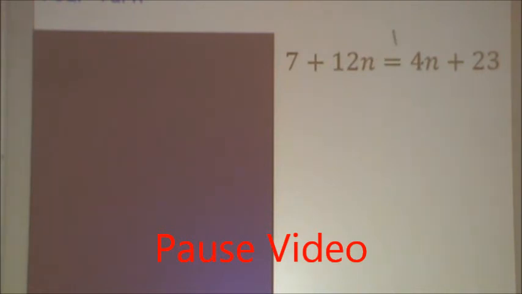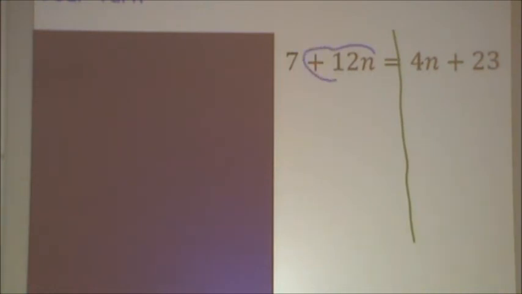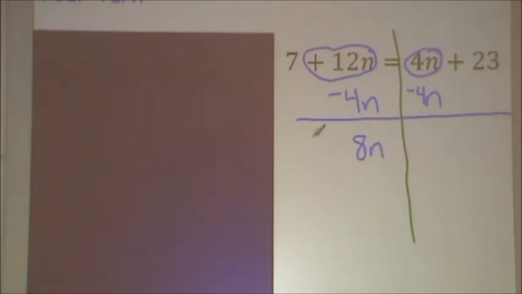I'm going to draw my line down the middle. Circle up. Let's see, I've got 12 plus 12n on this side and a 4n on this side. So remember, I'm going to move my smaller one over by doing the opposite. Opposite of a plus 4n is a minus 4n. Minus 4n. 12n minus 4n is 8n. So I'm left with 7 plus 8n equals, these cancel out, 23.